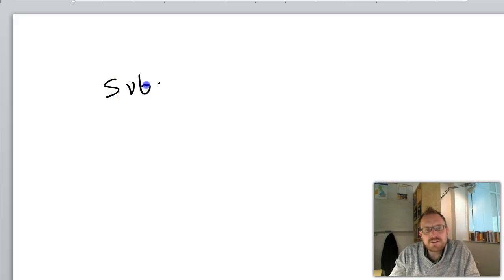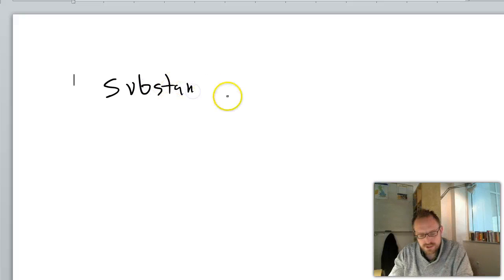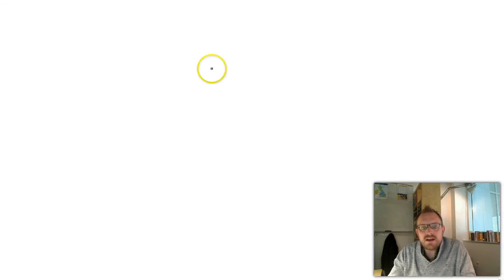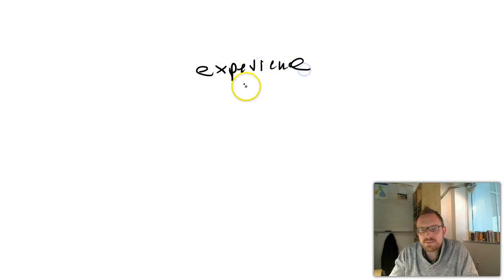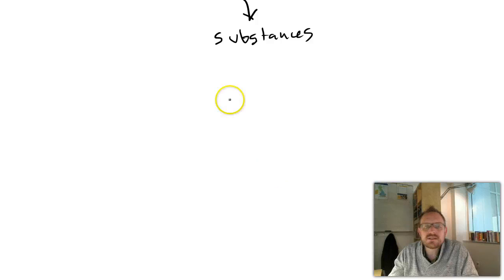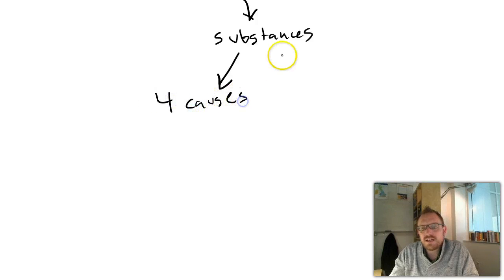We've seen that everything that exists has substance. Well, actually, let me go back here. A full review would be the idea that we've seen that knowledge begins with our experience of the world, and what we experience are substances. These substances have matter and form. And we can investigate these substances in terms of how they come to exist, the four causes. And we can also investigate them in terms of these 10 categories.